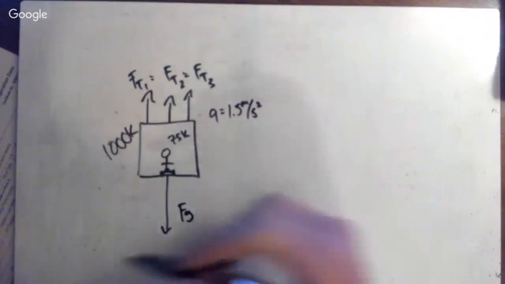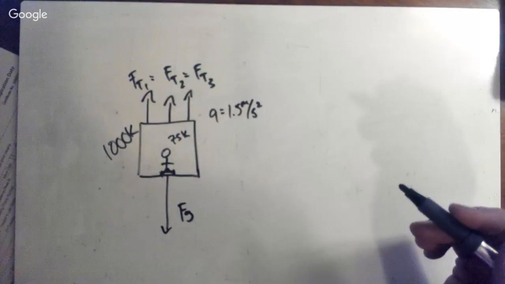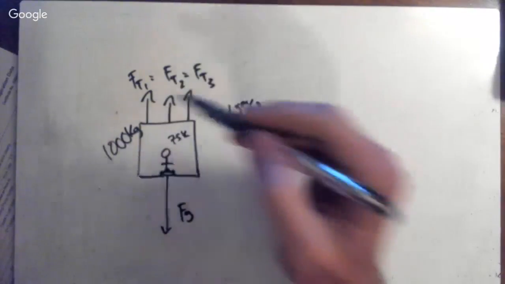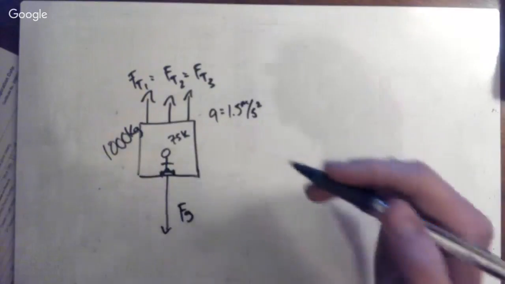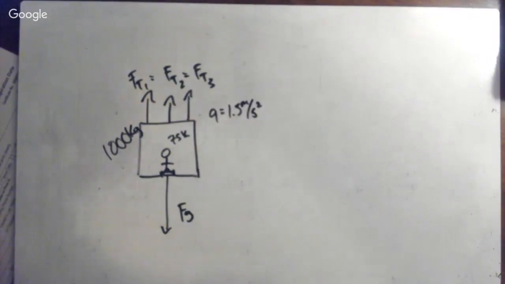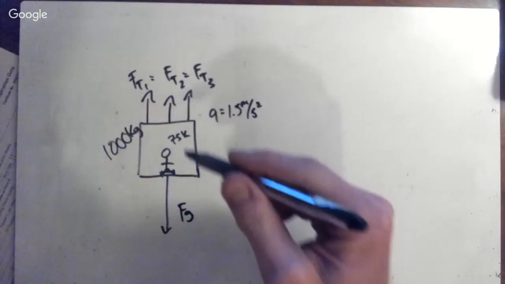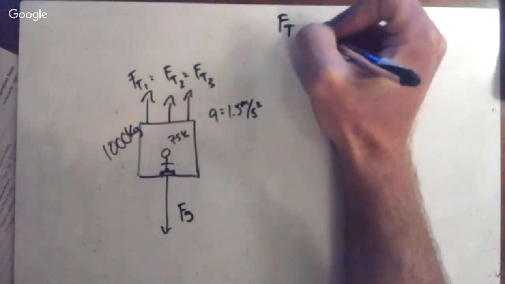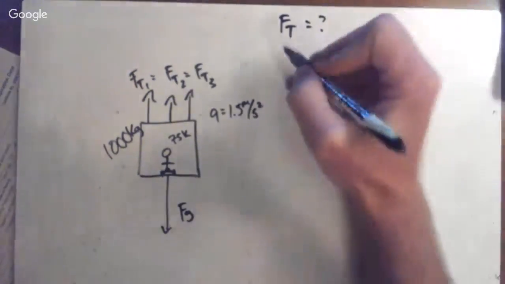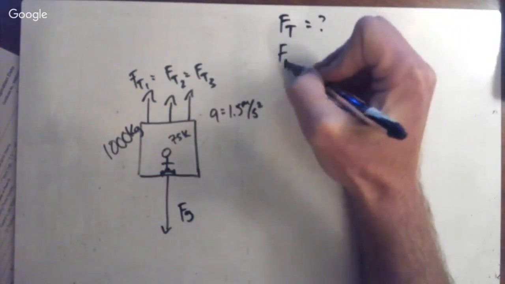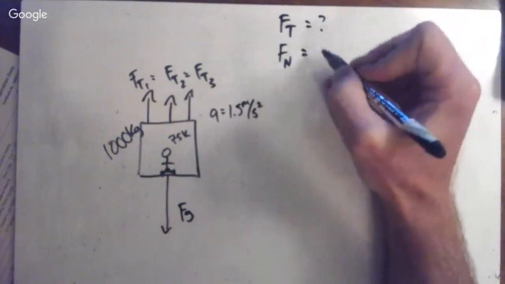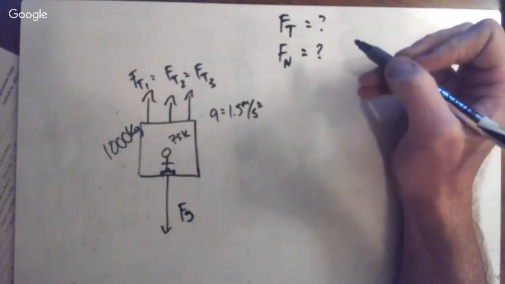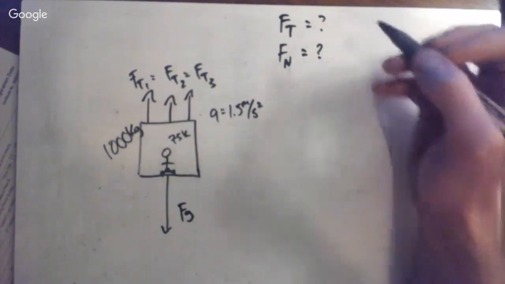Trying to figure this out. So the elevator itself is 1,000 kilograms. The person inside it is 75 kilograms. I want to know what is the force of tension on each cable and what is the normal force, or the reading on the scale, of the person sitting inside the elevator.